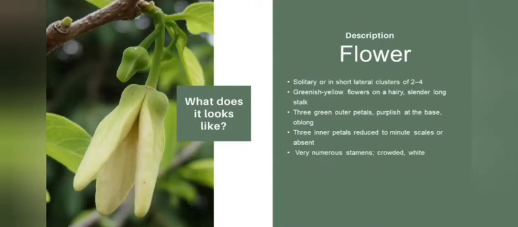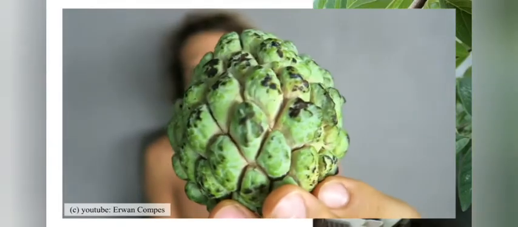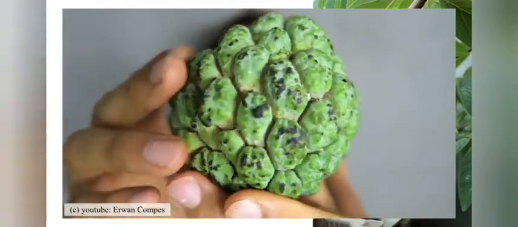It has very numerous stamens which are crowded, white, and less than 1.6 cm long. The ovary is light green, and the styles are white, crowded on the raised axis. Each pistil forms a separate tubercle which matures into an aggregate fruit. Flowering occurs in spring and early summer, and flowers are pollinated by nitidulid beetles, and its pollen is shed as permanent tetrads.